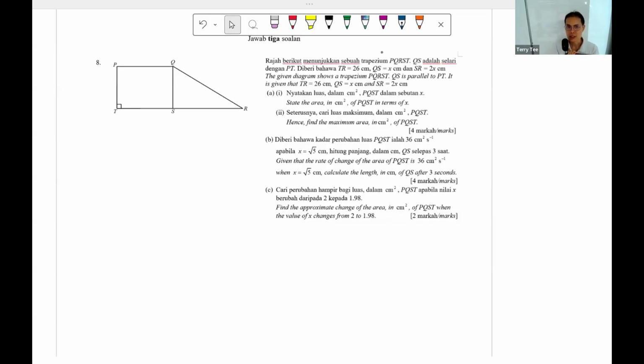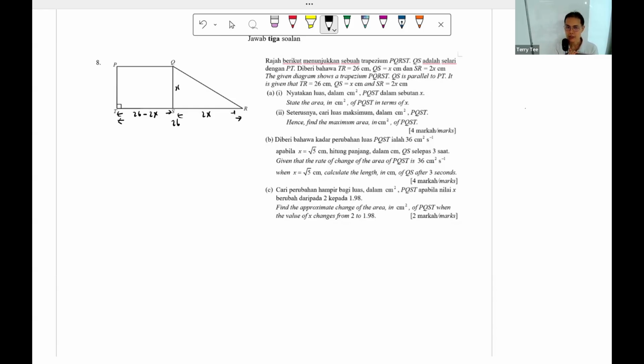Okay, now the diagram shows trapezium PQRST, right? And you're given, let's say, TR first. We label TR is 26. The length from here to here is 26. QS is x. SR is 2x. If SR is 2x, so what's the length from here to here? What's your TS? 26 minus 2x.